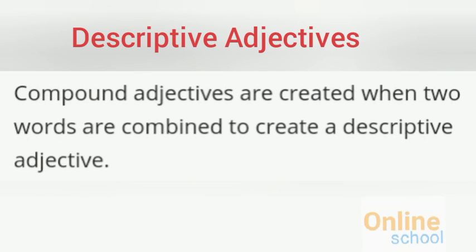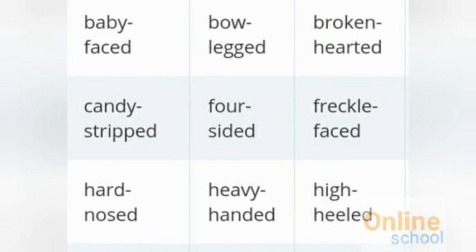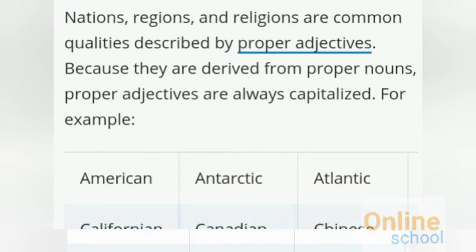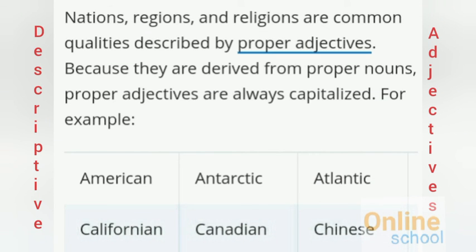Number 2. Compound adjectives. Compound adjectives are created when two words are combined to create a descriptive adjective. Examples are baby-faced, bow-legged, broken-hearted, candy-striped, four-sided, hard-nosed, heavy-handed, high-heeled, etc.